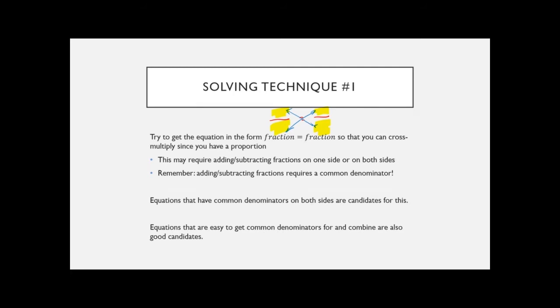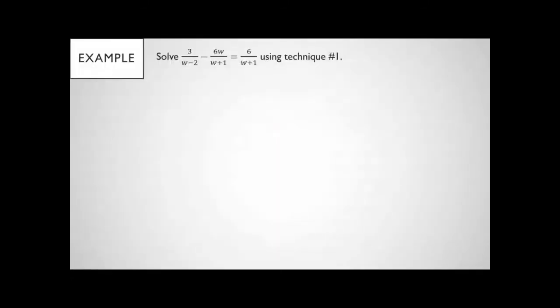So you're going to be working with common denominators no matter what method that you use. There are certain types of equations that are better for using this technique than others. So if you have equations that already have common denominators, this is a good method to use for those. Or if you have ones where it's really easy to get a common denominator and to combine, these are a good method for these. So I'm going to just demonstrate this technique and go through the whole solving process here.